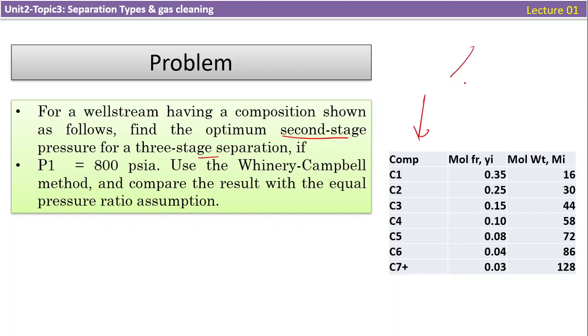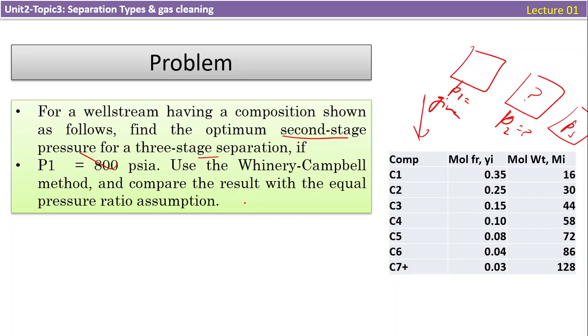So we have said already there are three stages. So we have to find out the second stage pressure, that is the P2. P2 is unknown here, P1 is given here, and this is PS, that is also given here. P1 is given as 800 psi. Use the Vennery-Campbell method and compare the result with the equal pressure ratio. So we have to go for the Vennery-Campbell and equal pressure ratio method.